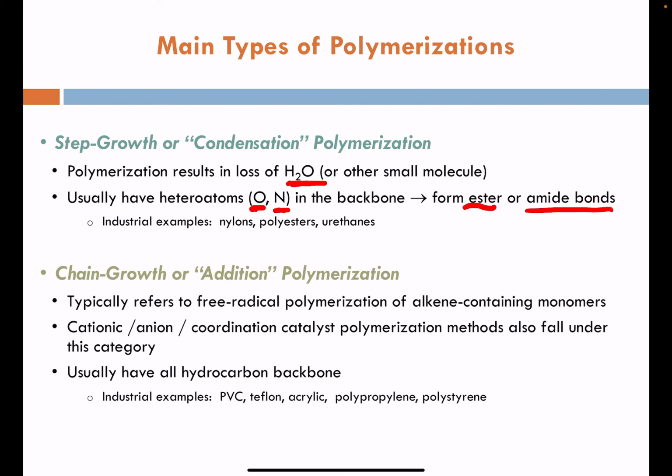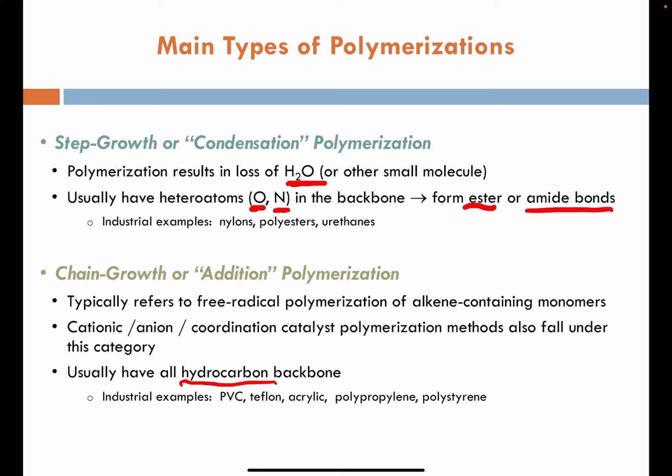A complement technique for growing polymers is called chain growth, also known as addition polymerization. This refers typically to polymers that are made by free radical polymerization, although cationic and anionic and even coordination catalyst polymerizations are also known and considered chain growth polymerization. Here, polymers and monomers tend to be very hydrocarbon rich and would only generally have heteroatoms should some sort of higher function be desired in the ultimate polymer.